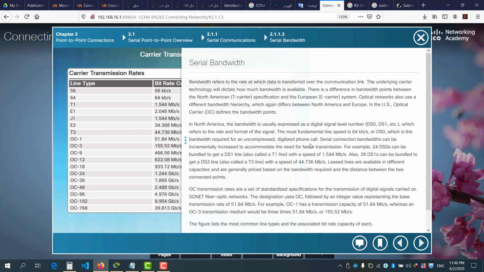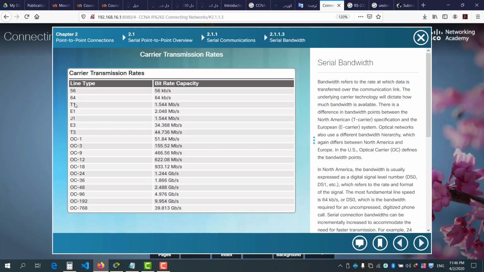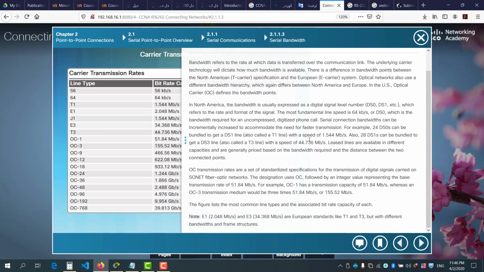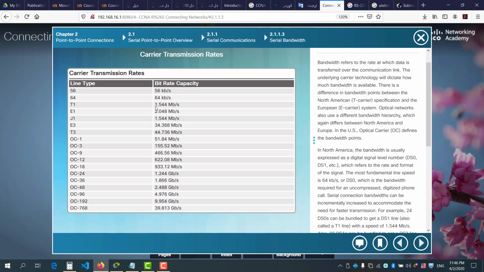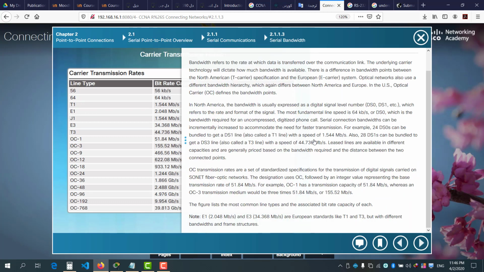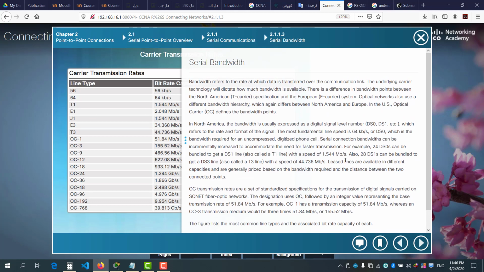But you have to understand that T1 is the American standard for this line, and E1 is the European standard, and so on, OC for fiber optics. Now, I'll prove something for you: how the capacities are measured. This 1.5 is for T1 and E1. Also, I'll illustrate something important.